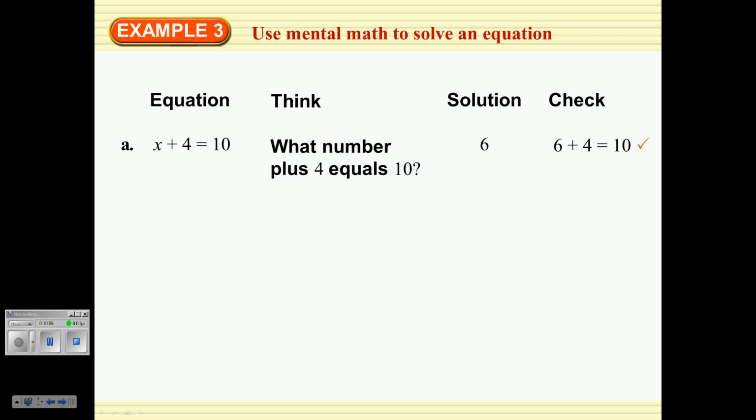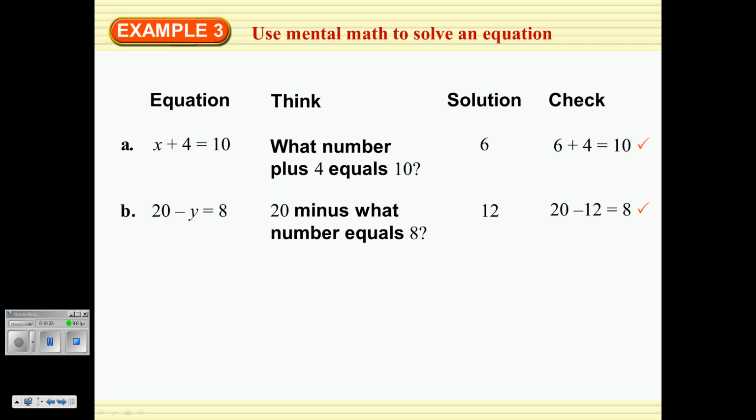And you can do that mentally as well. Okay? Does that make sense? Just think about it. What plus 4 equals 10? So next one. 20 minus y equals 8. So you could always do the reverse. Or 20 minus what number equals 8? Maybe you could do 20 minus 8 equals what? But 20 minus what leaves 8? And that would be 12. Obviously, your mental math, hopefully you know that. And then you could check it if you needed to. 20 minus 12 equals 8.